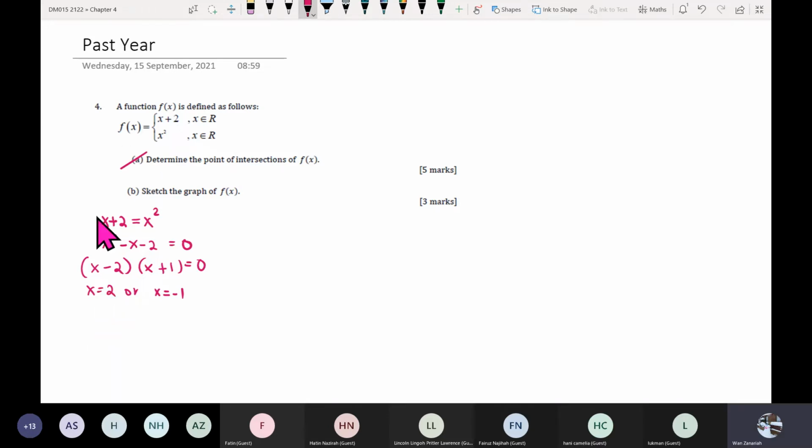Alright, so now these are only x values. We haven't found the points. What do points mean? Points must be x and y coordinates. So now you can substitute into any of these functions, since we said it satisfies both functions. Substitute your x equals 2 and x equals -1. For example, I'm taking x plus 2. So I substitute 2 plus 2, I get 4.